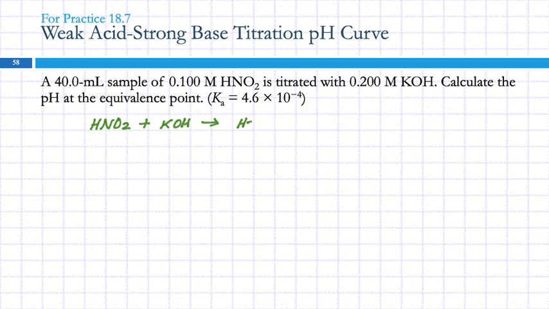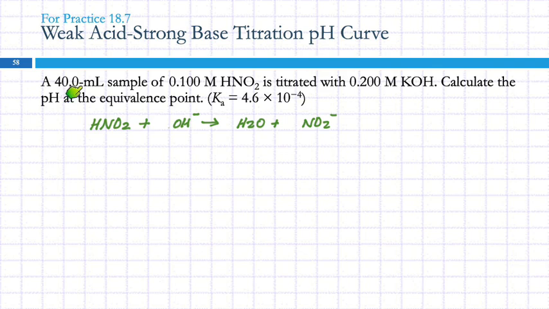So we're going to end up with a product of water and potassium nitrite. Now, normally what we do is we leave these spectators out, because this doesn't really look like a conjugate base, does it? It looks like an ionic compound. So let's leave that spectator out, because it wasn't doing anything anyway. So this is our A minus, and this is our HA.